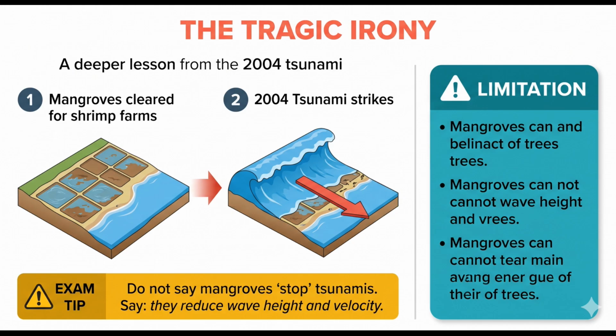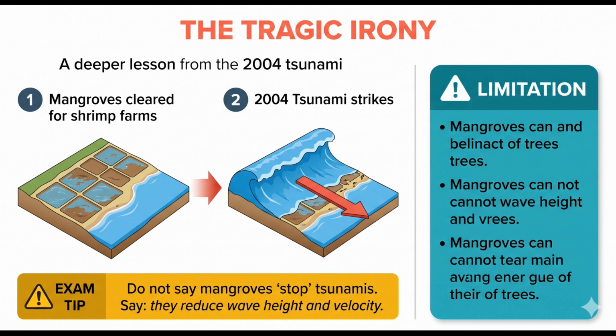to build shrimp ponds. Before we move on, there is one thing I need you to note very carefully for the exam. Mangroves reduce wave energy. They do not eliminate tsunami risk. They cannot stop the largest waves. Their protection is most significant for smaller waves and storm surges, and for communities behind a wide, intact mangrove belt.